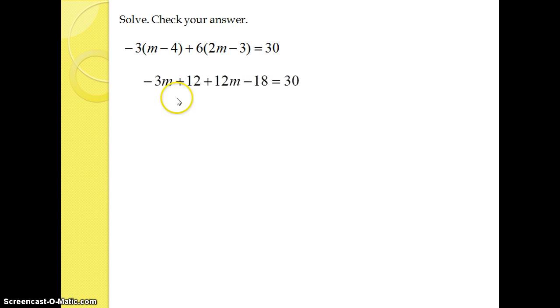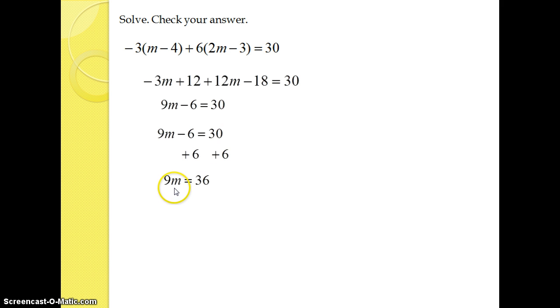Next step is to combine like terms. Negative 3m and 12m are like. 12 and negative 18 are like. When I combine these, I get 9m minus 6 equals 30. So now I just need to solve by using the order of operations in reverse. So this 6 is attached to the variable by subtraction, so I need to move the 6 first. So I'm going to add 6 to both sides. Negative 6 plus 6 is 0, so I'm left with 9m equals 36.